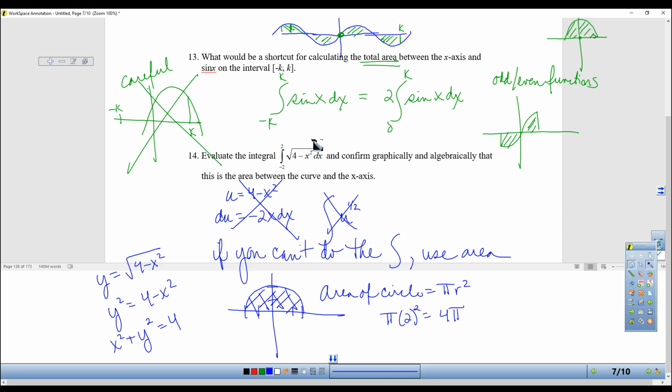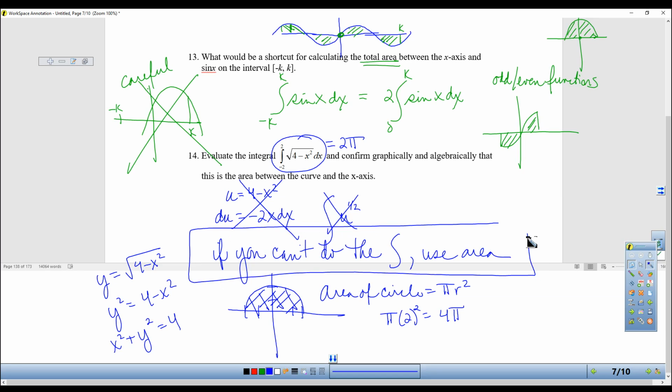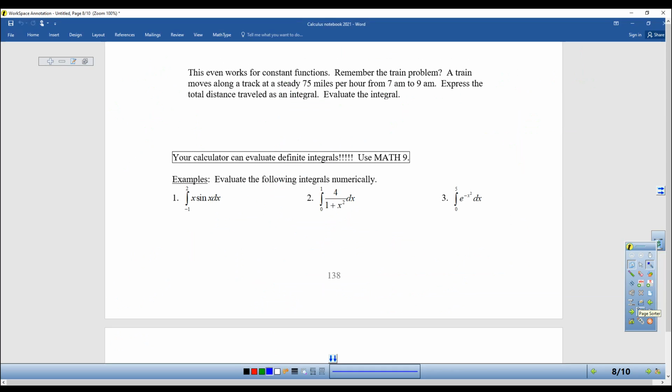So this integral from -2 to 2 is equal to 2 pi without doing any actual integration, because we tried to do the integration and we couldn't. So if you can't do the integral, use area as a backup. Of course, that would require you knowing how to graph. So I've been trying to preach graphing since I met you in either Algebra 2 or in pre-calculus. This is why. It wasn't just to be mean.